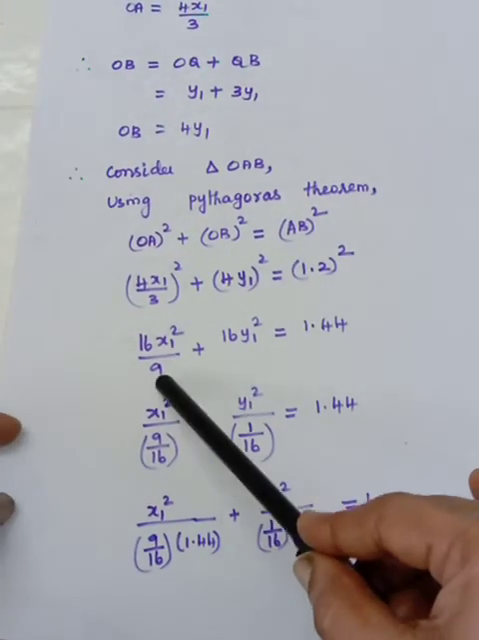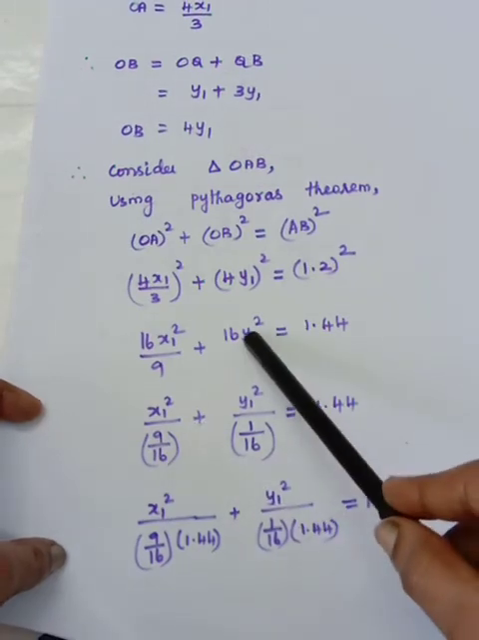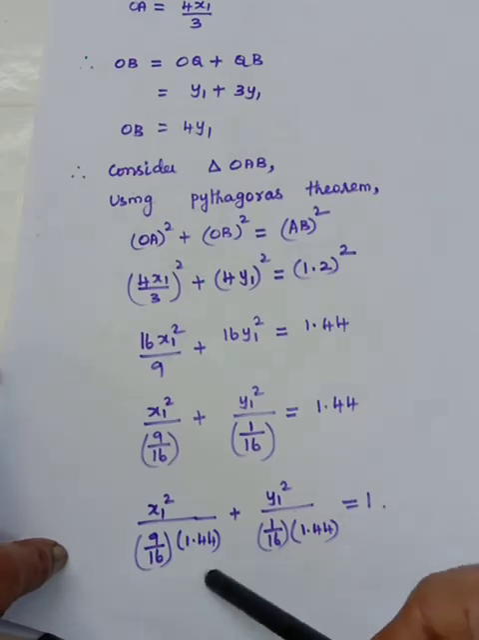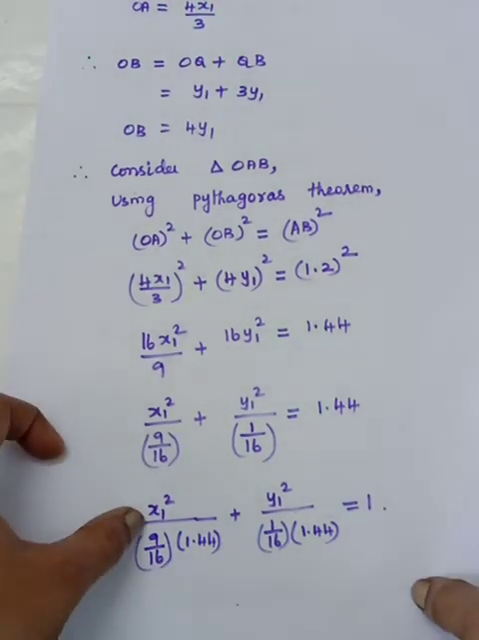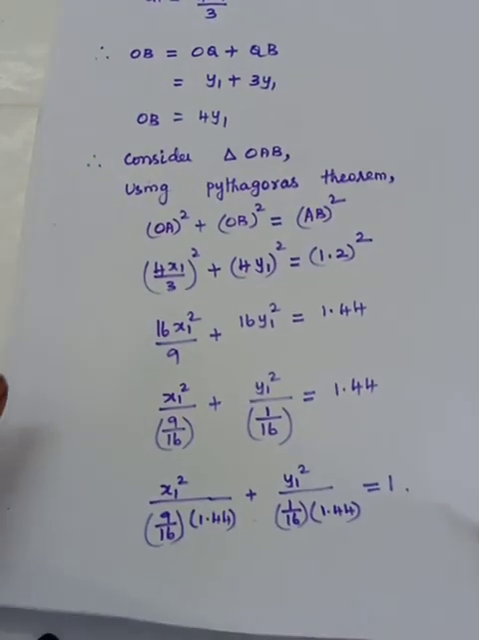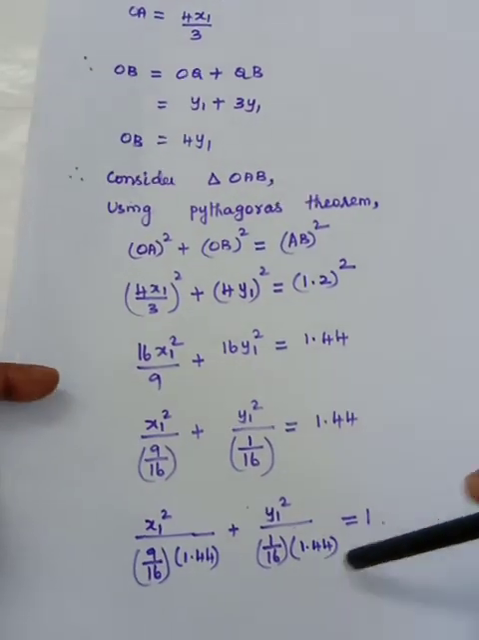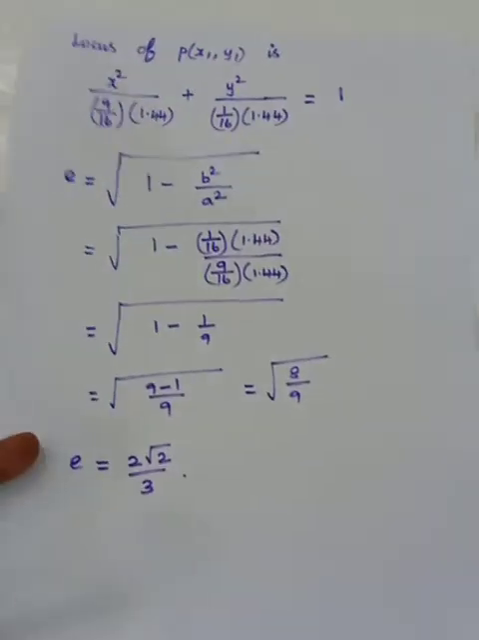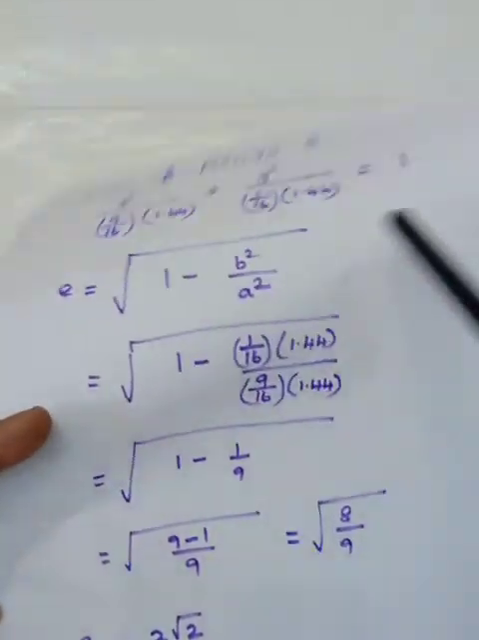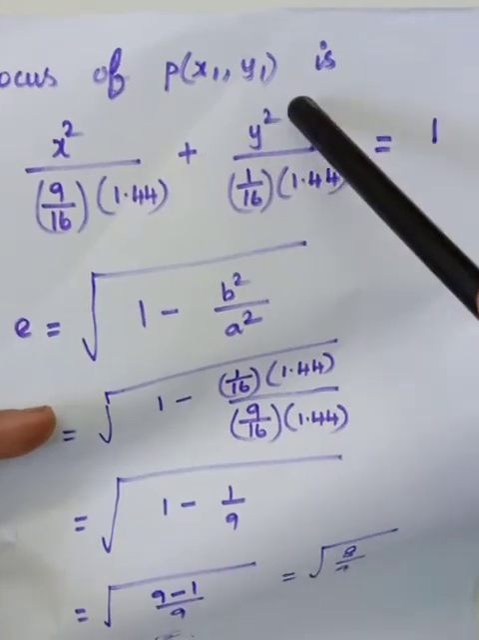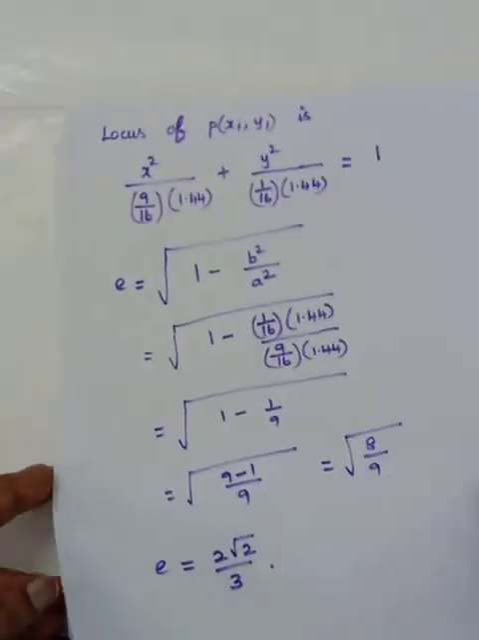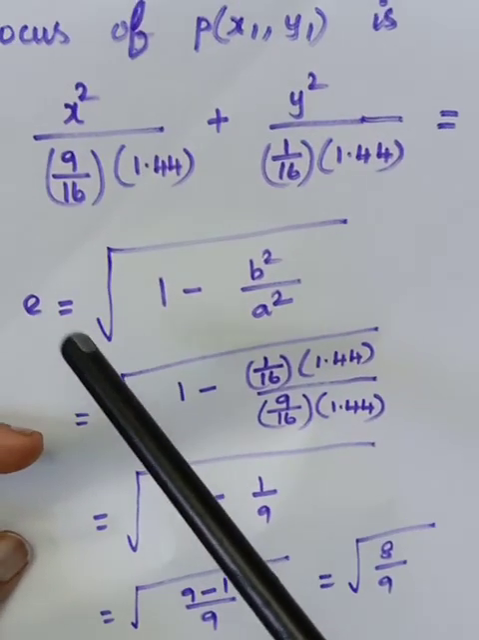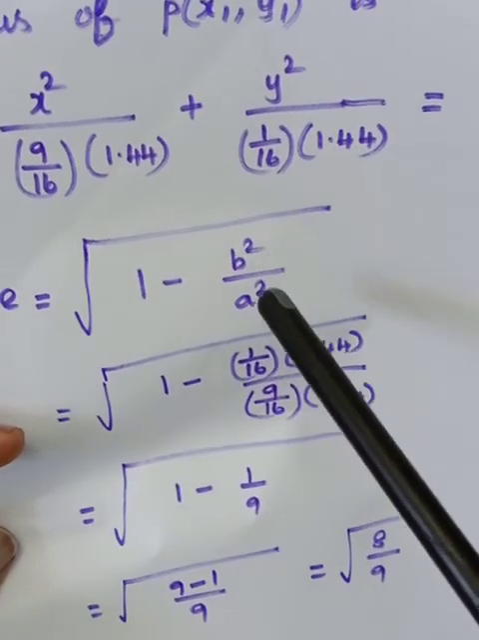So this can be written as x1 squared by 9 by 16, plus y1 squared divided by 1 by 16, is equal to 1.44. If you divide it by 1.44, you will get x1 squared by 9 by 16 into 1.44, plus y1 squared divided by 1 by 16 into 1.44, is equal to 1. This is nothing but the equation of the ellipse, x squared by a squared plus y squared by b squared is equal to 1. Here eccentricity is asked. For an ellipse, the eccentricity e is equal to square root of 1 minus b squared by a squared.